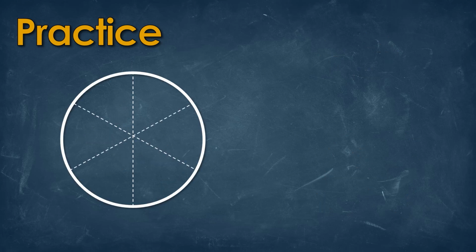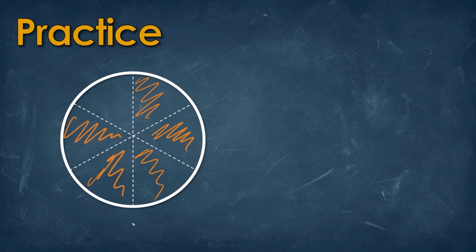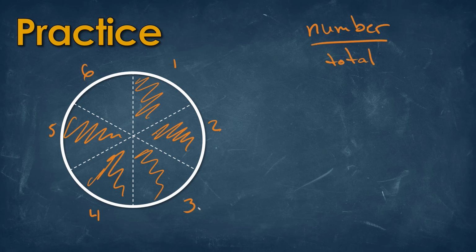Now let's try looking at this circle. This time, we're going to shade a total of 1, 2, 3, 4, 5 sections. Because how many total sections are there? 1, 2, 3, 4, 5, 6 sections. And remember, we put the number of shaded sections over the total to figure out our fraction. Well, we have 5 sections shaded out of a total of 6 sections. So our answer is 5/6.